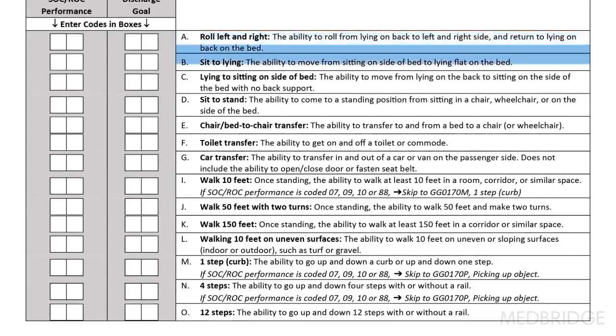tasks listed. So we see rolling left to right, sit to lying, lying to sitting at the side of the bed, sit to stand. Be careful there. Sit to stand is from a variety of surfaces. It can be from a chair, a wheelchair, from the side of the bed. The chair or the bed to chair transfer. This is literally the transfer from the bed to the nearest seating surface and back. The toilet transfer, the ability to get to the toilet, on and off the toilet. And we see the car transfer.